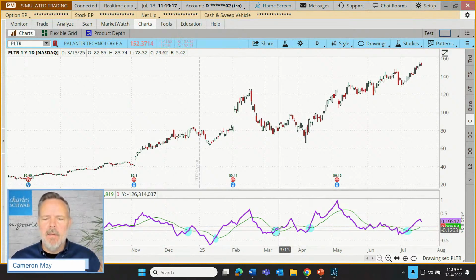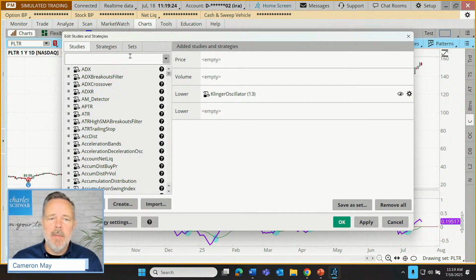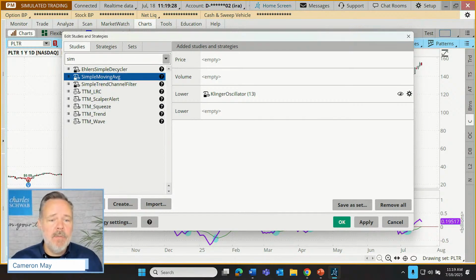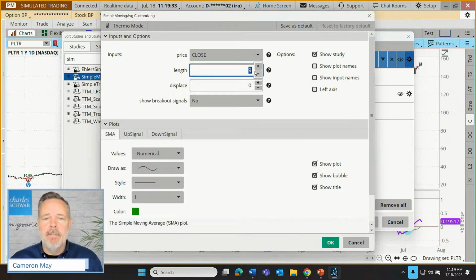So here's how these things are built. First of all, they are moving averages. And just like a moving average that we might apply to a chart, let me apply a simple moving average to our chart for reference, and we're actually going to use it in our trading here. Let's put on a 100 period moving average.